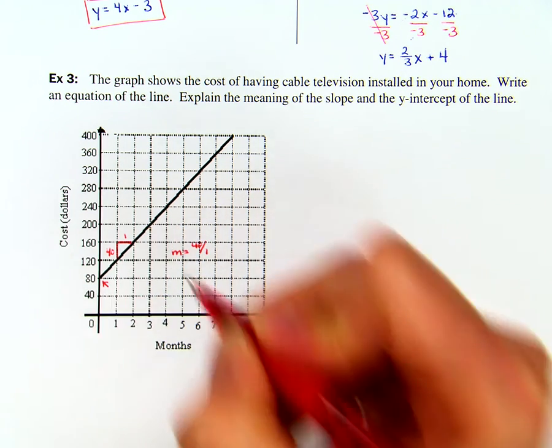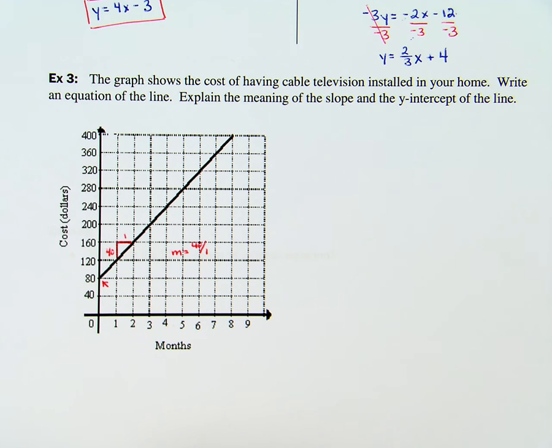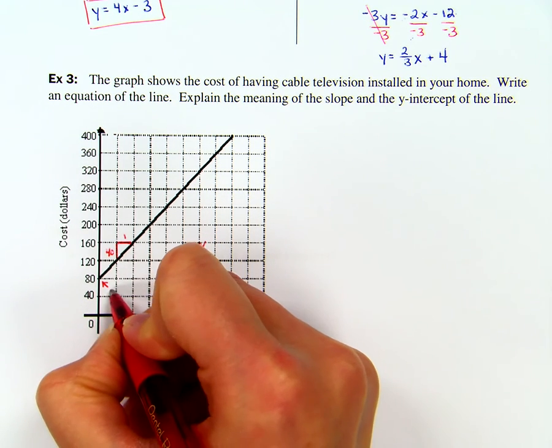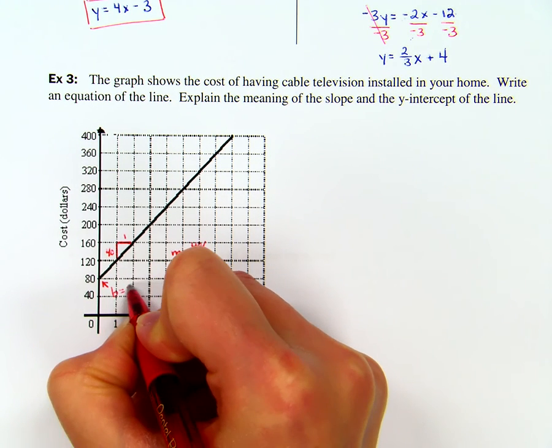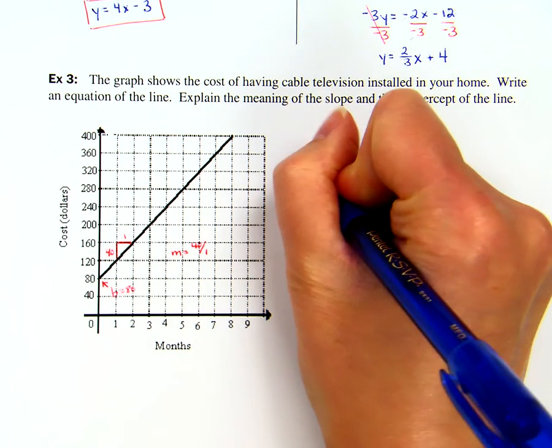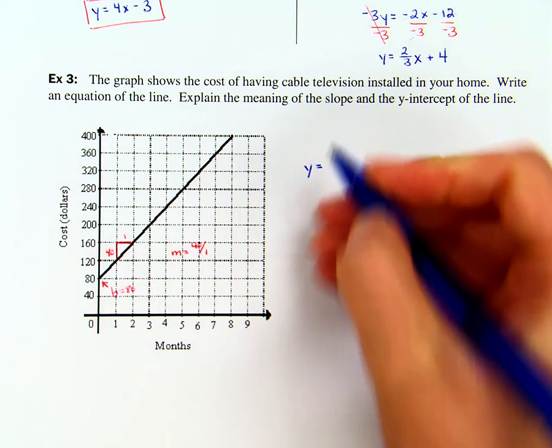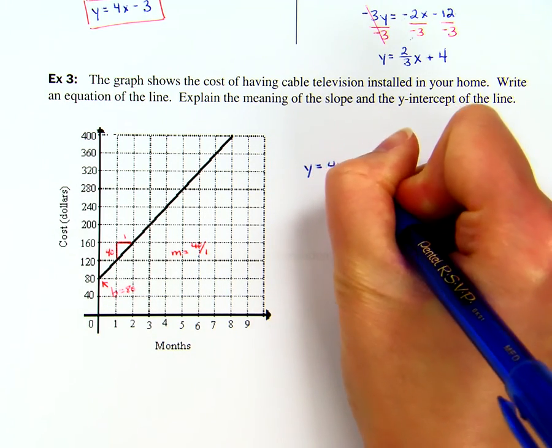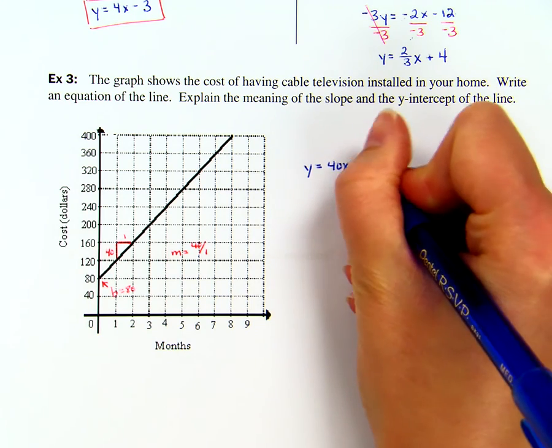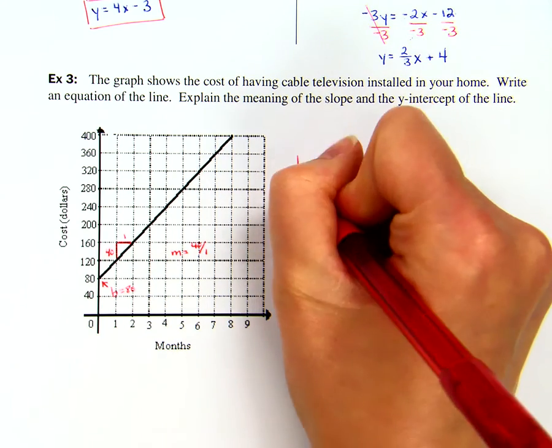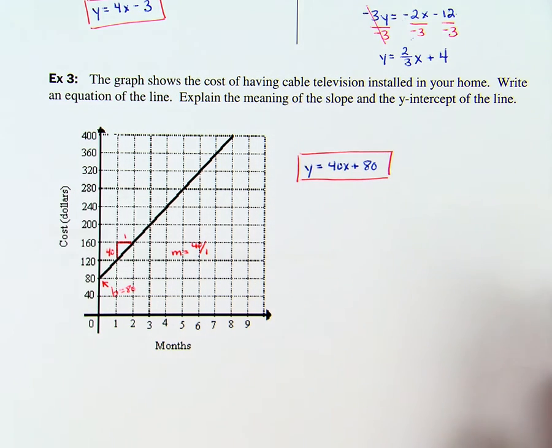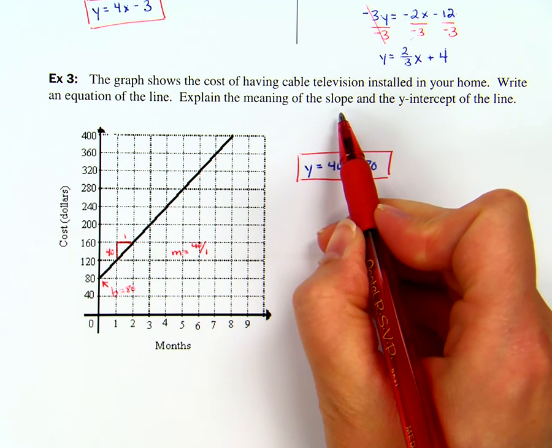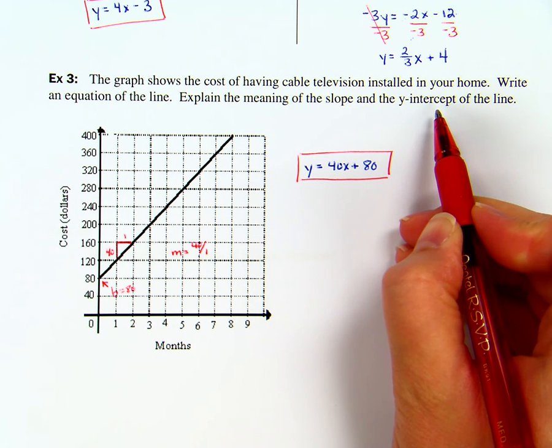Our y-intercept, however, doesn't change. All we have to do is take a look and see where it crosses the y-axis. And here, we've got a value of 80. So our equation for this line is y equals 40x plus 80. Now this problem asks us to go one step farther and actually interpret what the components of this line mean.